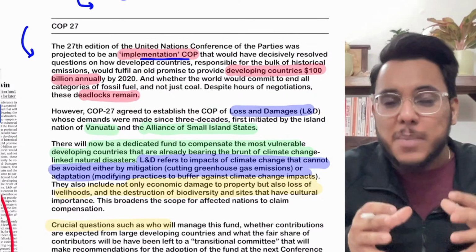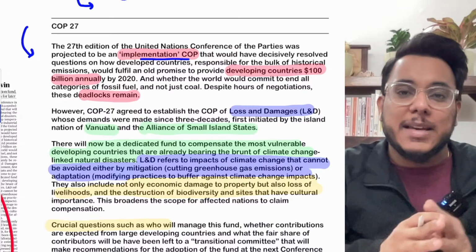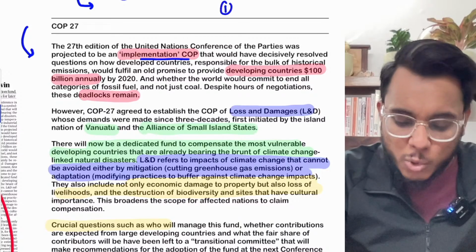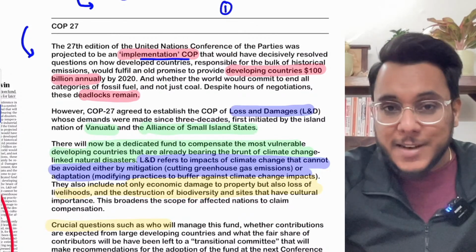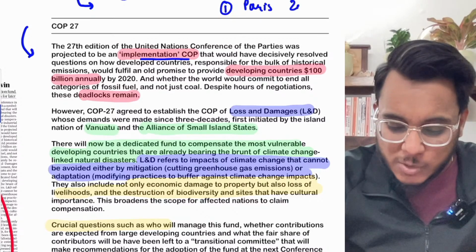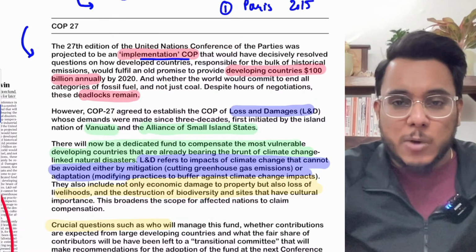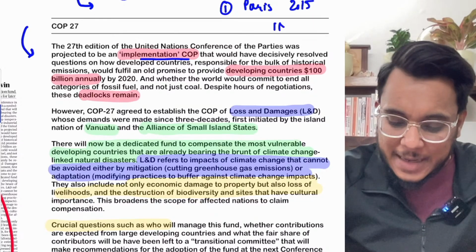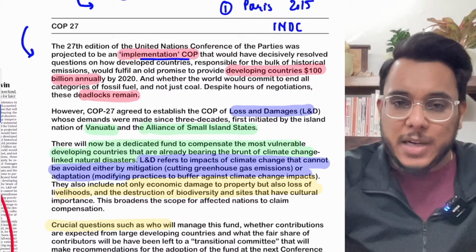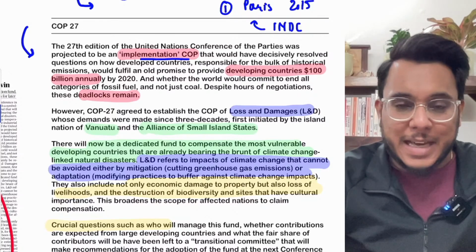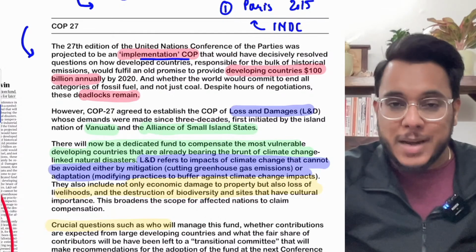It has to implement many of the things that have been taken earlier. For example, number 1, this COP27 was expected to implement the full-fledged application of the Paris agreements that were taken in 2015. So in 2015, the countries have taken the targets which are called INDC, intended nationally determined contributions. As part of these INDCs, the countries have taken target that they will reduce their carbon emission.